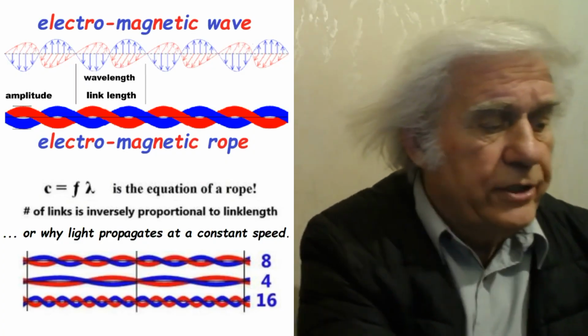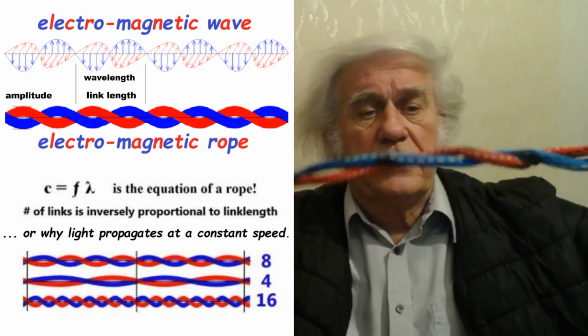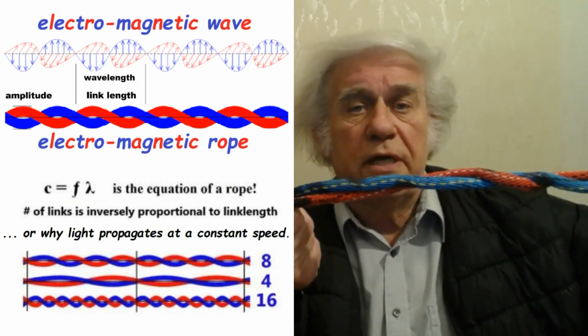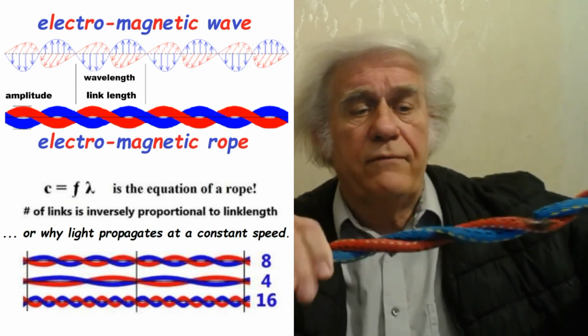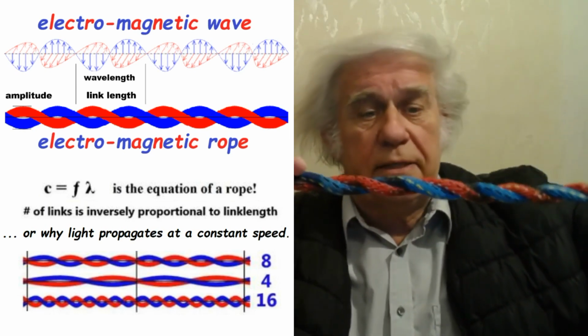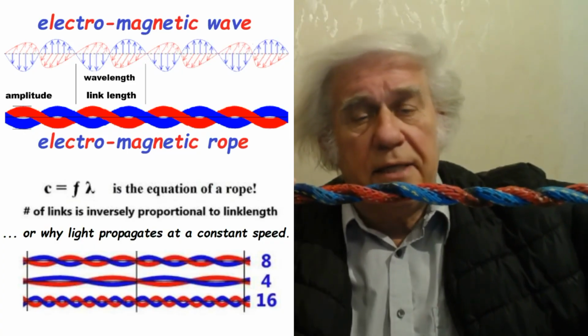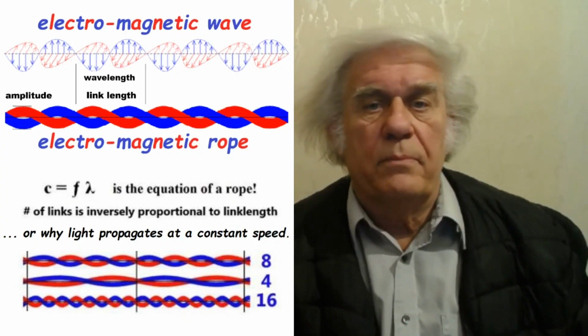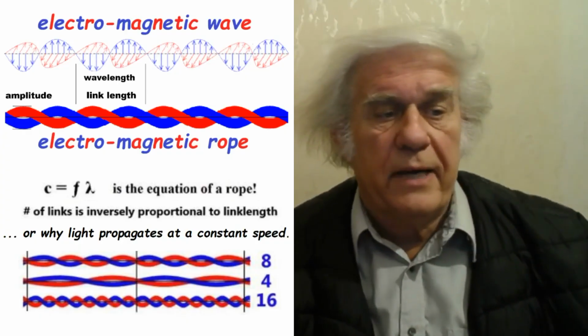If you untorque a rope, right? Let's untorque it. The links are longer, and you have fewer links. And if you torque it more, you get more links, more frequency, and each link is shorter. And that is the equation of a rope. That's what that little c is all about.